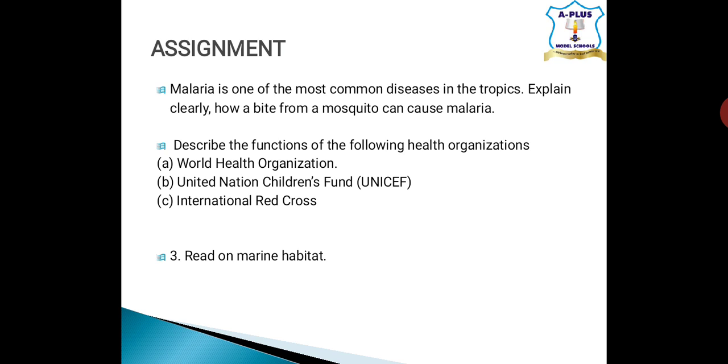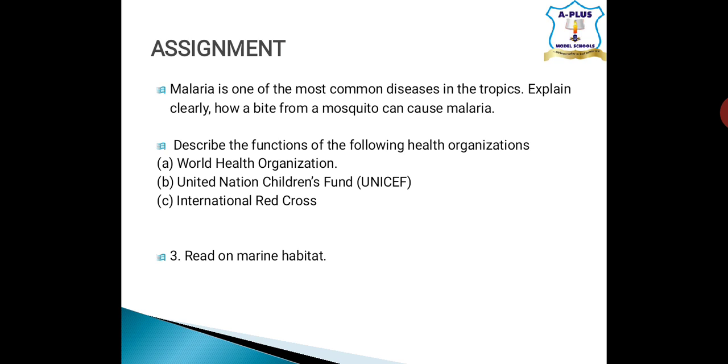Number one: malaria is one of the most common diseases in the tropics. Explain clearly how a bite from a mosquito can cause malaria. If you are brilliant enough, I believe you should be able to answer this question without even thinking twice, because I've been using malaria as most of the examples during this class.